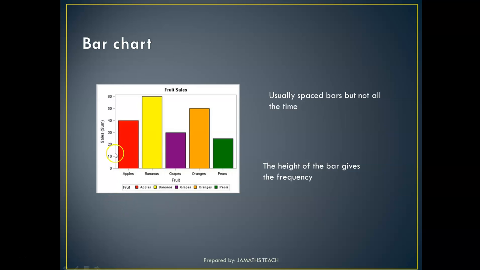So for example, with this bar chart, apples, as you can see, the axis is labeled. So on the vertical axis where you would have the frequency, this is actually telling us that 40 apples were sold. 60, well, close to 60 bananas, and somewhere near 30 grapes, etc., etc. So the height of the bar generally gives you the frequency.